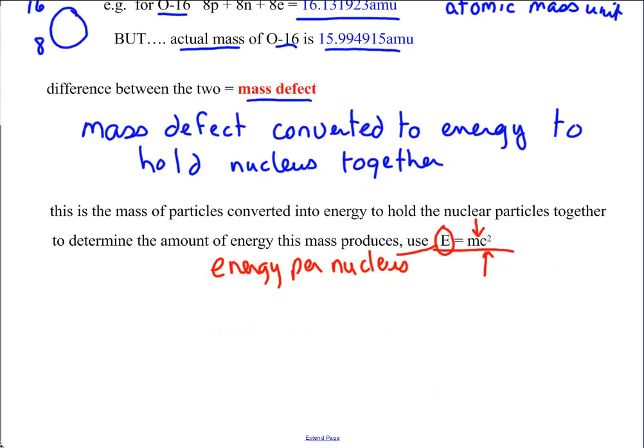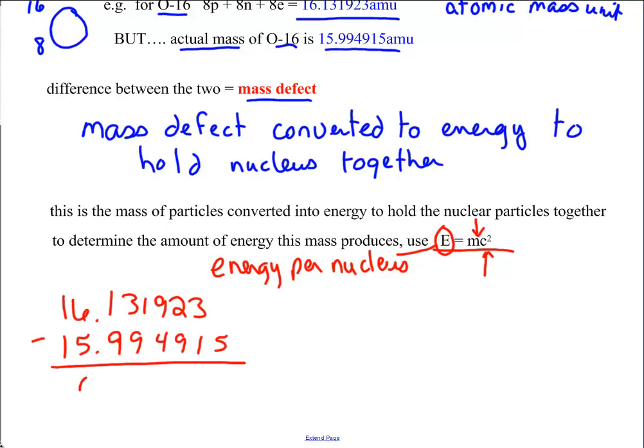So if I wanted to find this value, first thing I'm going to do is find the mass defect. So I'm going to take the difference between the theoretical mass and the actual mass, so I have 16. I end up with a mass defect of 0.137441. Another way of writing AMUs is u. So u is a unit that equals AMU. It's just that sometimes scientists like a little bit less to write.